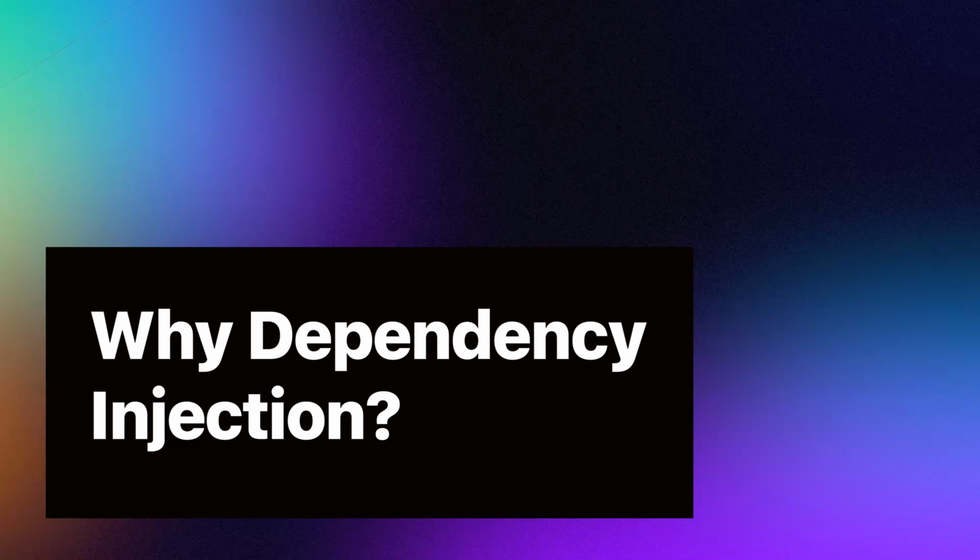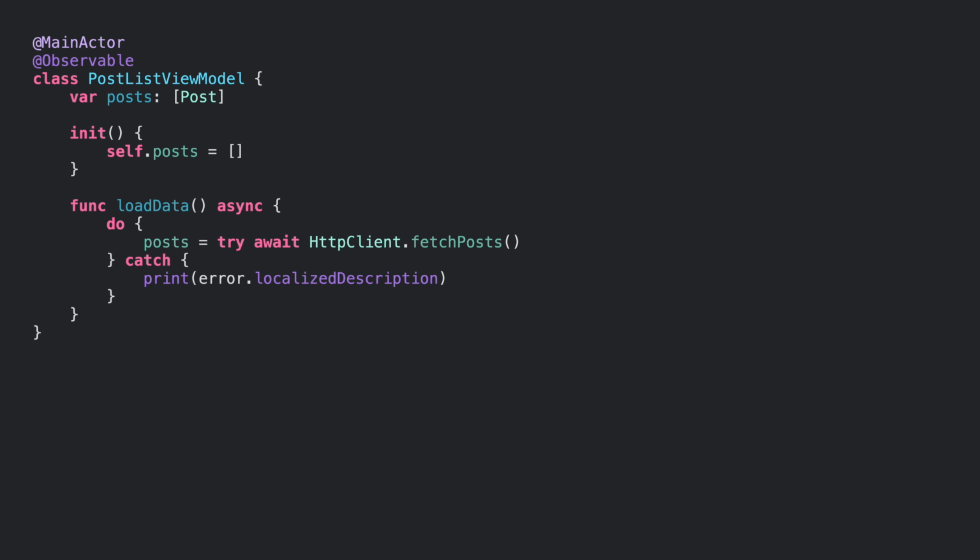Why dependency injection? The first question is, what is dependency injection and why do we need it? Let's look at this simple view model. It renders a list of articles. When loadData is called, it fetches posts from the backend and it updates the state.